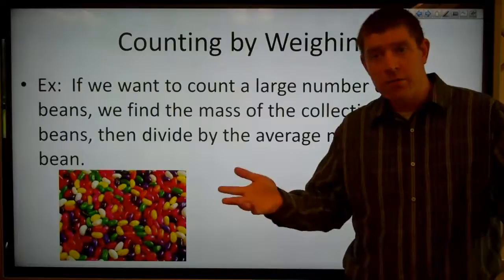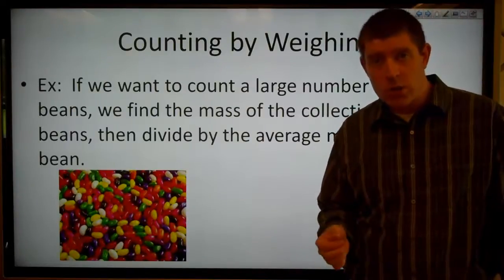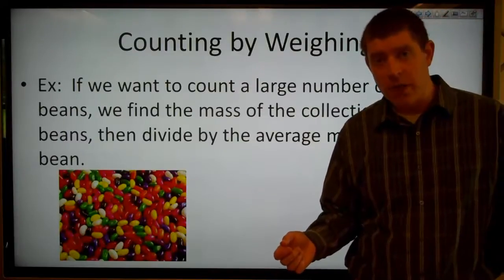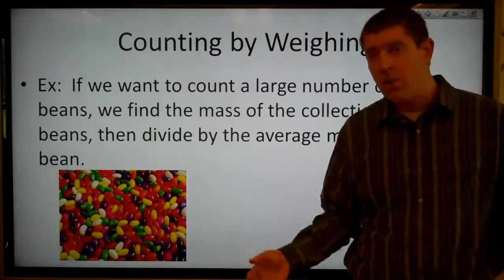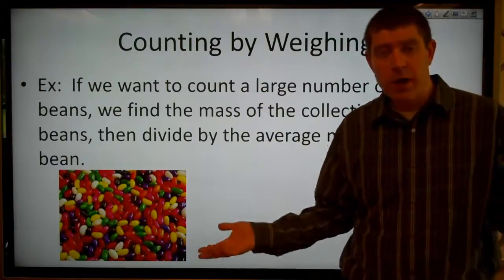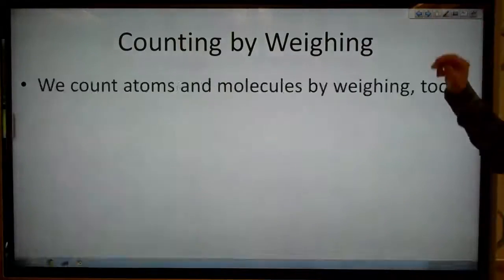And as long as the average is reasonably close to the average that we're using, then we should have a pretty good estimate of how many jelly beans we have. And if we're estimating something like 5 million, and we're off by 35, well, who cares? Plus or minus a few doesn't really matter. So we can count by weighing.